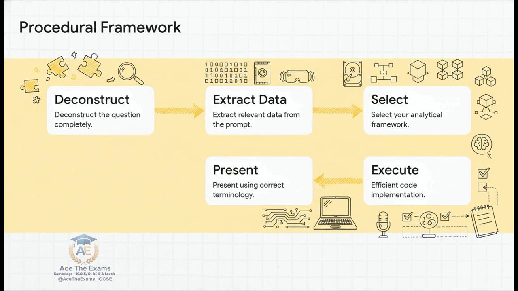Step 2. Extract the relevant data from the scenario. Filter out the noise and grab the variables that matter. Step 3. Select your analytical framework and the appropriate data structures. Are you using an array, a linked list? Decide now. Step 4. Execute your efficient code implementation or logic using incredibly clear notation. This isn't the time to be messy. And finally, Step 5. Present your findings with rigorous testing and correct technical terminology.